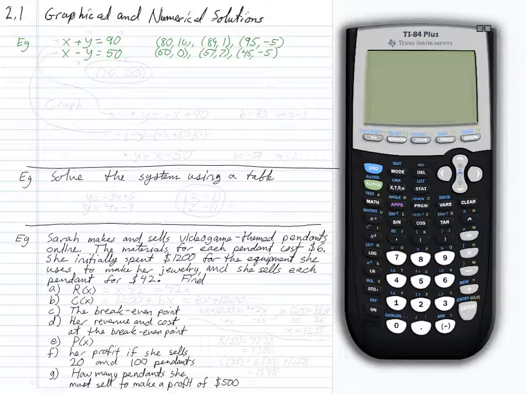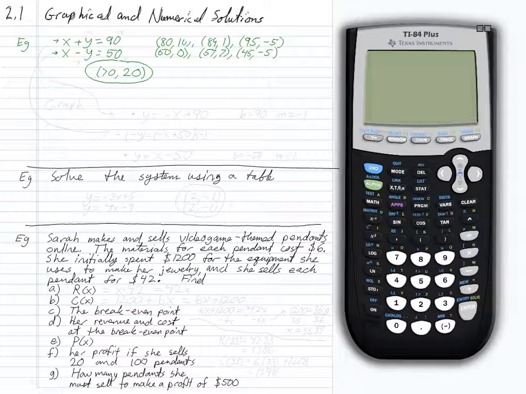But there is only one solution to the system, that is, the ordered pair where x is 70 and y is 20. So we can see that if x is 70 and y is 20, then they add up to 90. And 70 minus 20 would give us 50. So this is the solution to the system of equations.